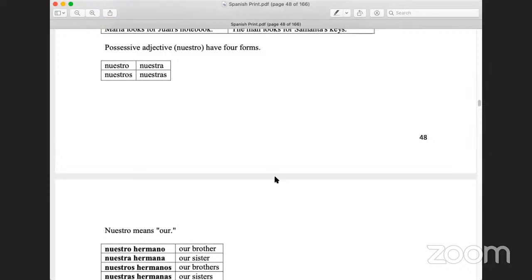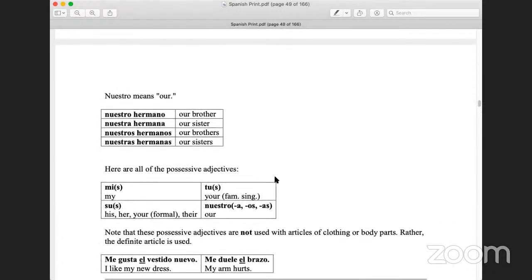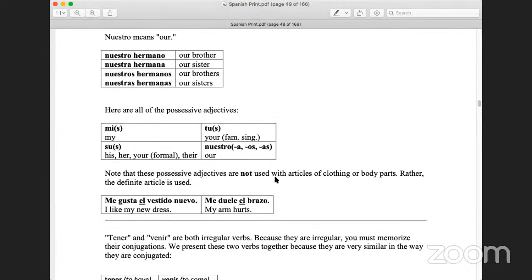Possessive adjectives, nuestro, have 4 forms. Nuestro, nuestra, nuestros, nuestras. Nuestro means our. It could be nuestro hermano, our brother. Oh, nuestro hermano Riza Islam. Nuestra hermana, our sister. Nuestros hermanos, our brothers. Nuestras hermanas, our sisters.